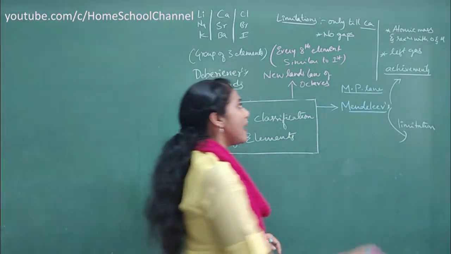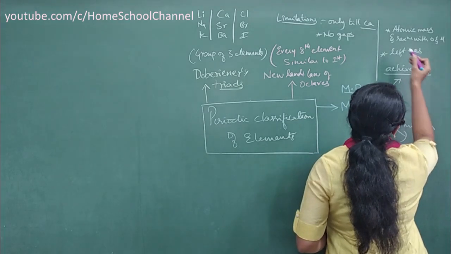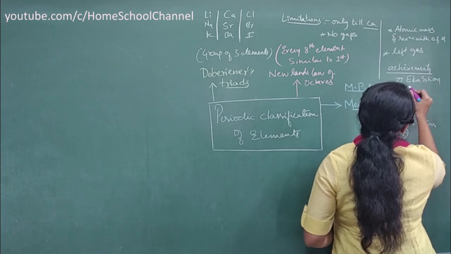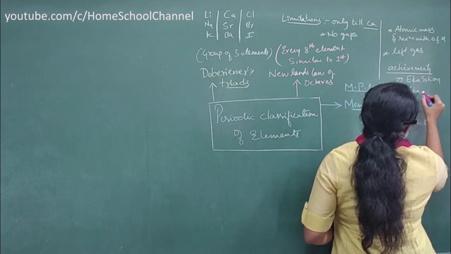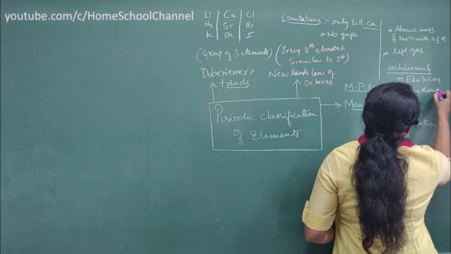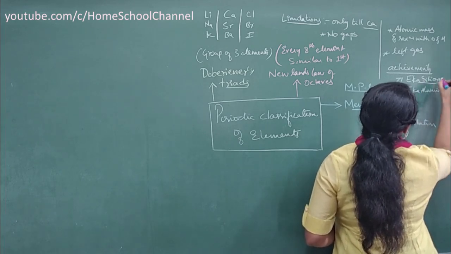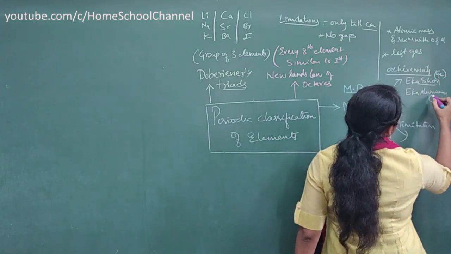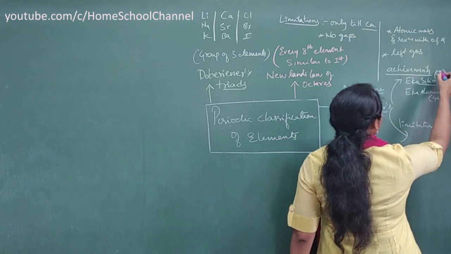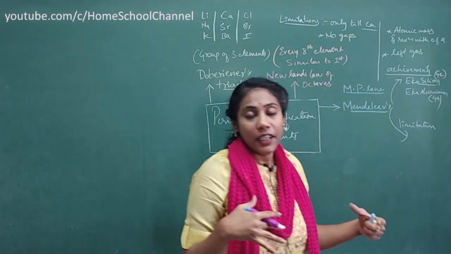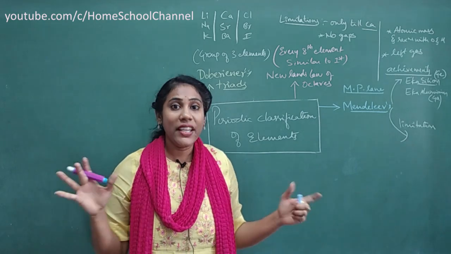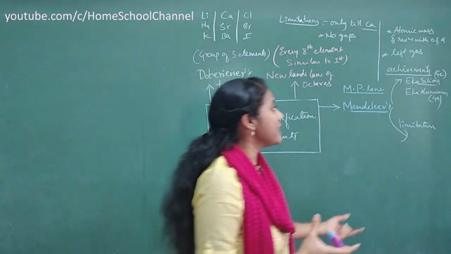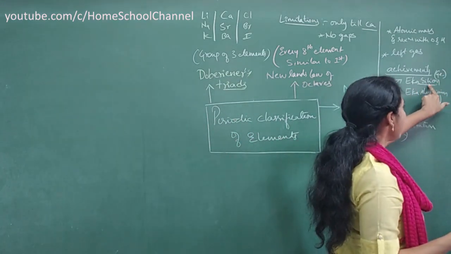For example, he called them Eka silicon and Eka aluminium. Eka silicon means germanium. Eka aluminium means gallium. So germanium and gallium were discovered during his time, but their names were not kept. He thought that these elements had the same properties, like germanium had the same properties as silicon.